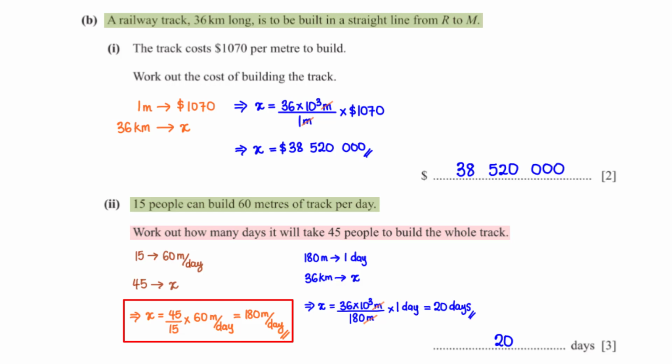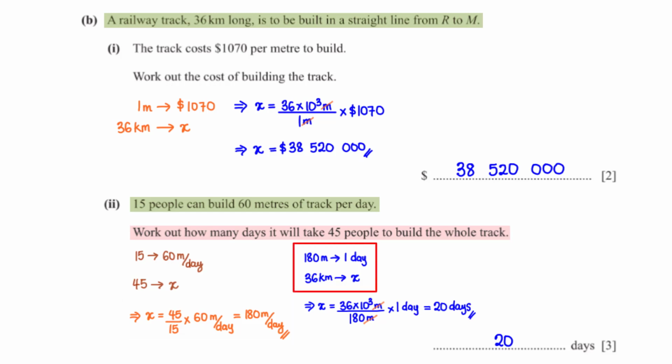So now, if we know that 180 meters of track can be built in one day, we want to find the number of days it would take to build 36 kilometers of track. This is what we are calling x. When we cross multiply and make x the subject, this is what we have. Note that we convert 36 kilometers to meters by multiplying 36 by 10 cubed. When we type this into the calculator, we get 20 days.